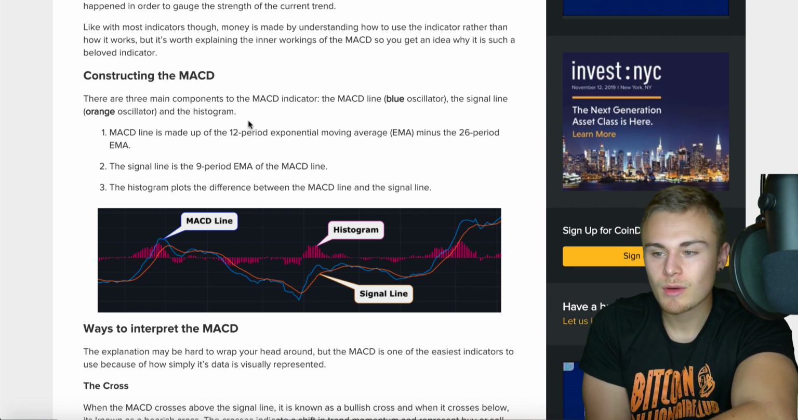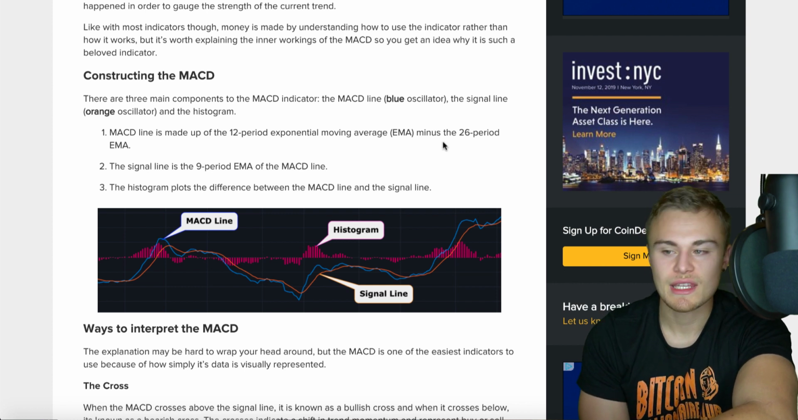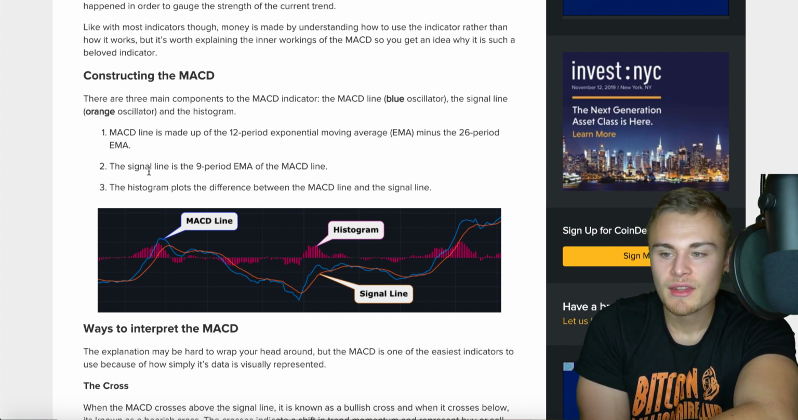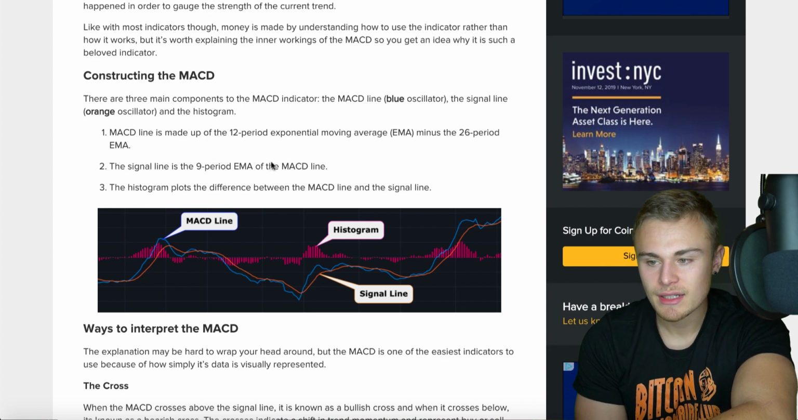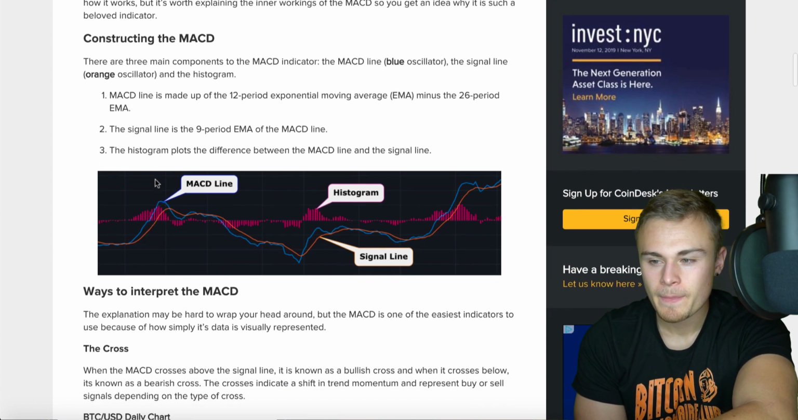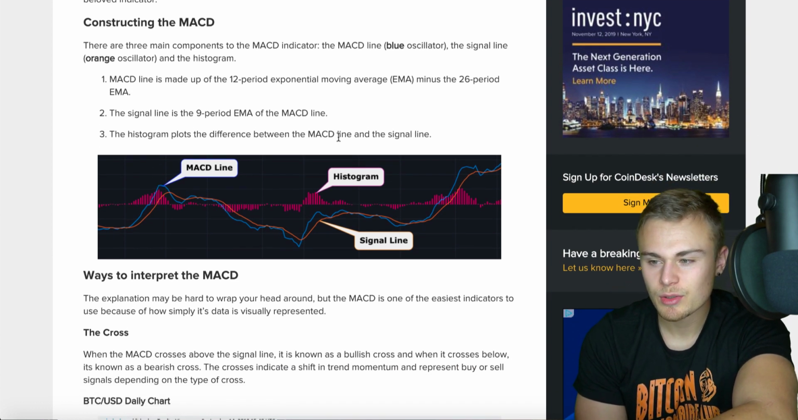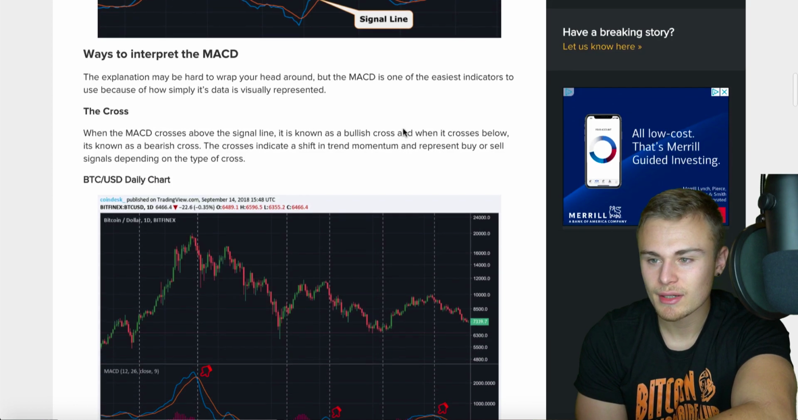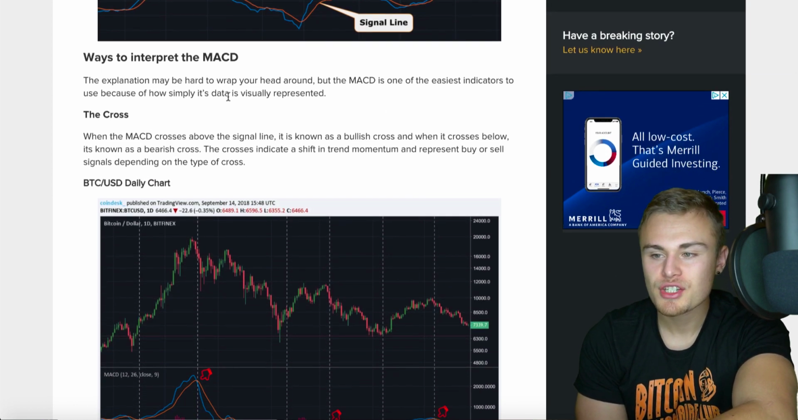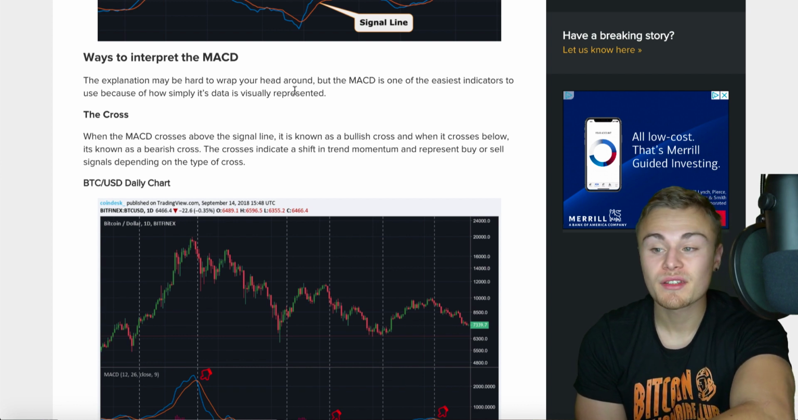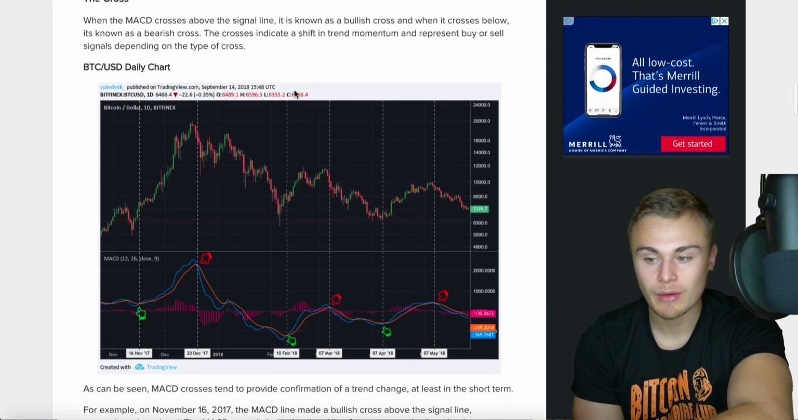The MACD line is made up of a 12-period exponential moving average, the EMA, minus the 26 EMA. The signal line is a 9-period EMA of the MACD line. The histogram plots the differences between the MACD line and the signal line. Ways to interpret the MACD. The explanation may be hard to wrap your head around, but the MACD is one of the easiest indicators to use because of how simply its data is visually represented.